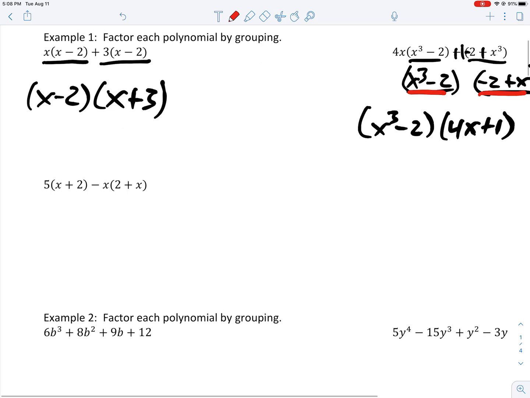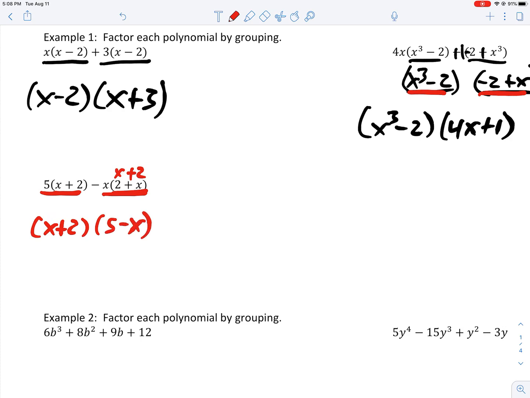As I'm looking here, I see x plus 2, 2 plus x. That's the same thing. You could write this as x plus 2. So each expression here, underlined in red, shares a common factor. It's x plus 2. If I factor out an x plus 2, what would be left would be 5 minus x. This is the step that's confusing for a lot of students, because you're factoring a GCF that you're just not used to seeing. You're not used to seeing it being a binomial.